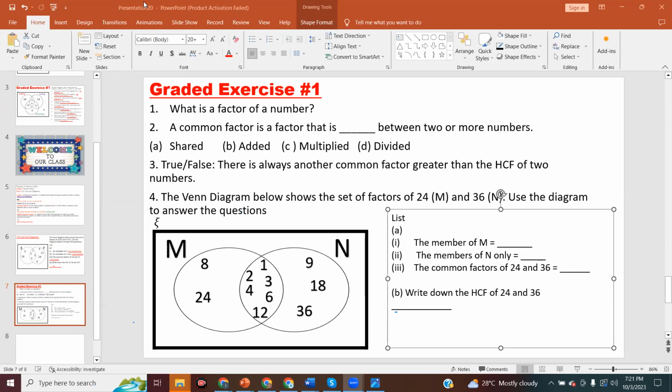Where's Kenyon? Hello, Kenyon. Where's the work for the night? What number you on? Number 4. All right, once you finish with that, take a picture of that and the notes as well.